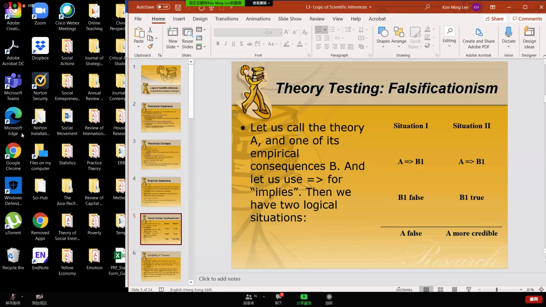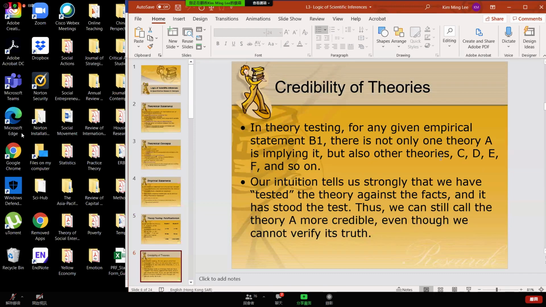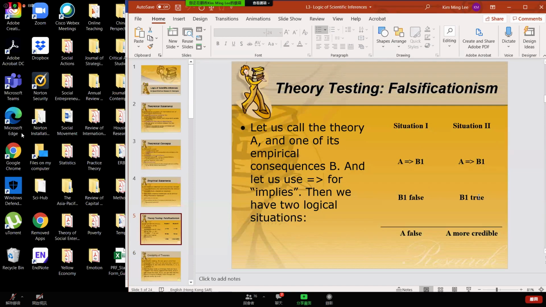So in theory testing, for any given empirical statement, there's not only one theory A implying it, but also other theories C, D, E, F also. So why situation 2 cannot prove a theory is true. For example, when we have a so-called B1 is true, this kind of empirical statement, we can have another way to talk about the other theory to demonstrate B1 is true. Just right here.